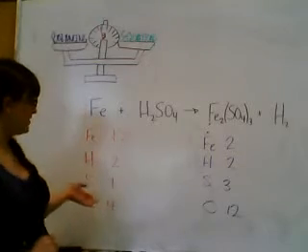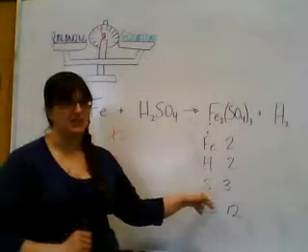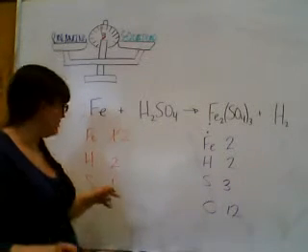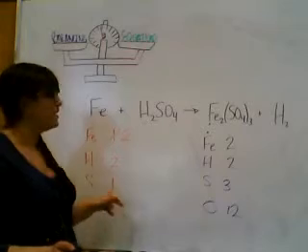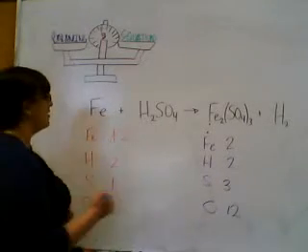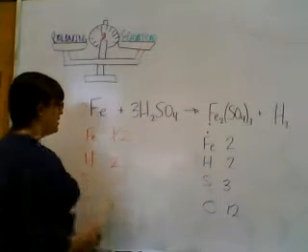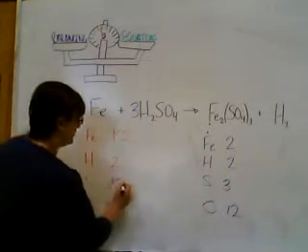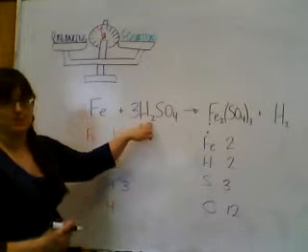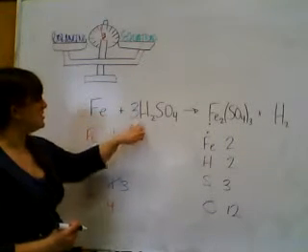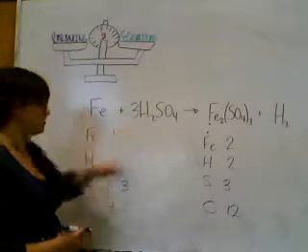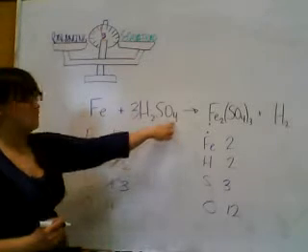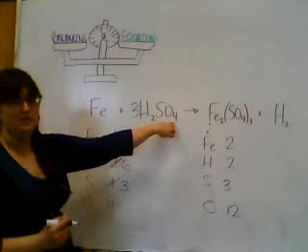The next glaring discrepancy that I see is my sulfurs. So I've got 3 here and 1 here. Easiest way to fix that, multiply this one times 3. So we're going to put a 3 up here. Now that means that I have 3 sulfurs, but this 3 also gets multiplied times each subscript. So I have 3 times 2, that means I have 6 hydrogens here. And I have 3 times 4, which means I have 12 oxygens.